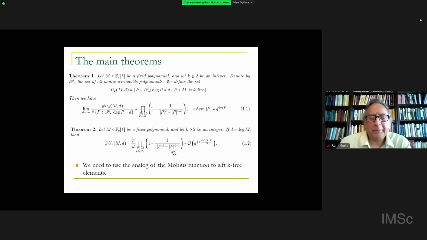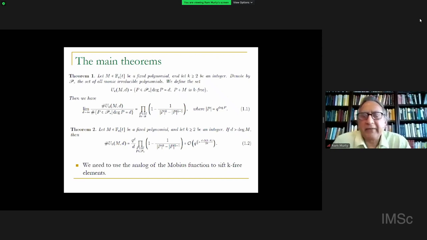And we need to use the analog of the Mobius function to sift out k-free elements. So again, what is going on here is we're using the analogy between classical number theory and function fields to transport some techniques. And it turns out that sometimes some of these techniques transport neatly and sometimes they don't. In this case, most of it transports neatly.